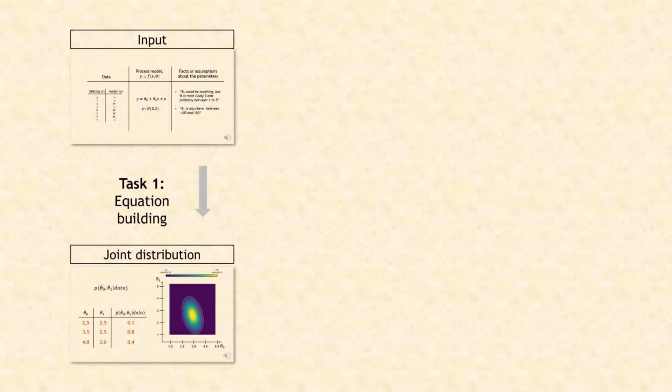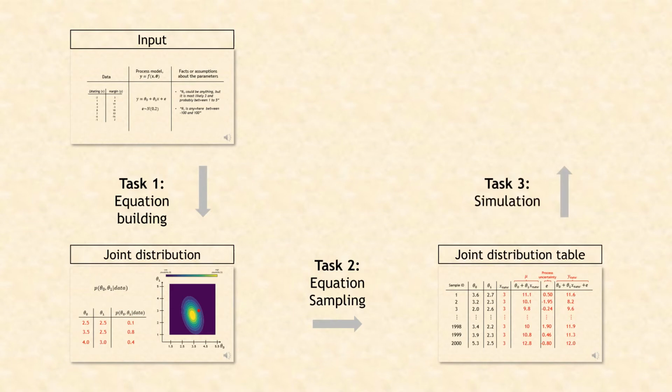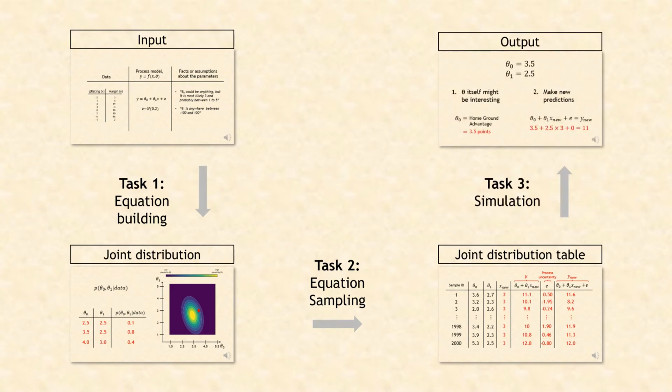Every Bayesian inference project has the same three-step workflow. First, like every data project, we start with an input step where we gather data and assumptions. We then go through an equation building step where we derive the equation of the parameterized data generating model called the joint posterior probability distribution. The next step is to sample from this distribution and create a table of samples. This step finds the parameters that most plausibly created the data that you observed. The final step is to use the parameters to simulate the quantities of interest that form our output.